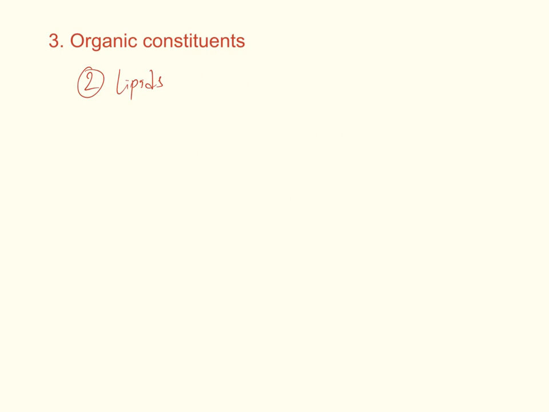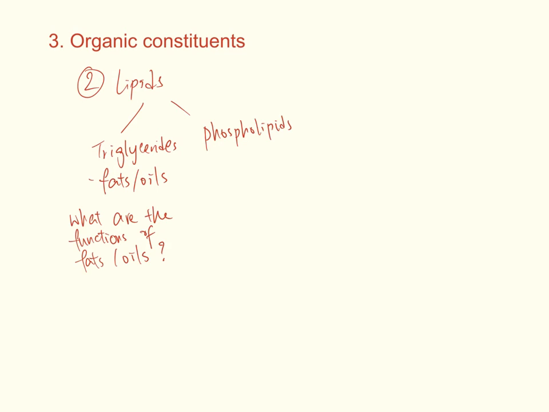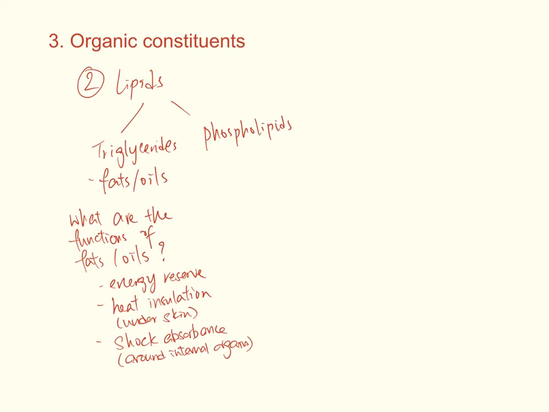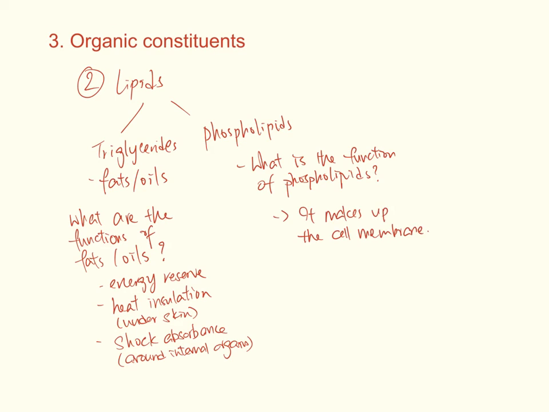Next, we've got lipids. As far as lipids are concerned, we've got two types. The first one is called triglycerides, while the second one is phospholipids. Triglycerides are fats and oils. Do you remember what their functions are? Here is a review. Next, we've got phospholipids. Do you know what their functions are? Phospholipids are an important component in cell membranes. We'll learn more about phospholipids in Chapter 3.